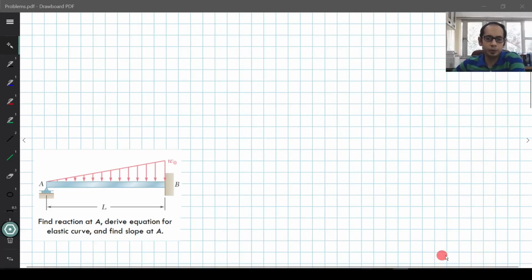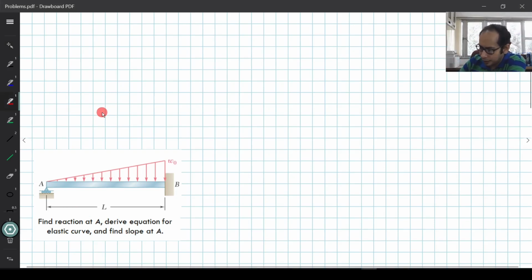The example problem that you see, you have a propped cantilever beam with a triangular loading over here. What it asks you is to find the reaction at A, derive the equation of the elastic curve, and find the slopes. It also asks you the slope at A over here.